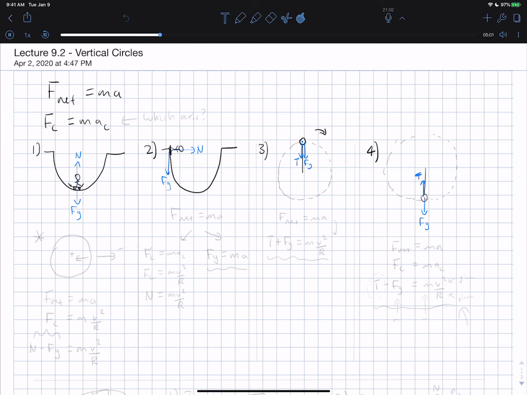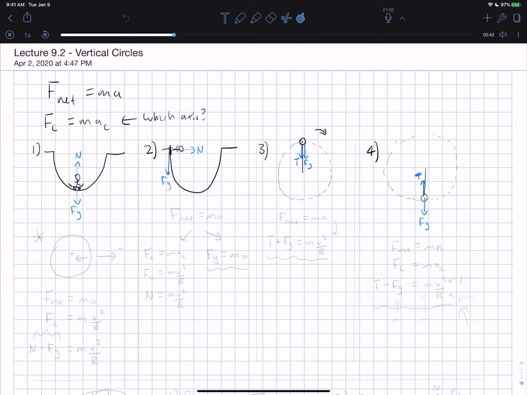Now the second step is to define what your axes are, right? Especially when we're talking about centripetal forces, we have to know which axis we're going to be using for it. Which axis is the centripetal axis, or the axis that is causing the thing to move in a circle. In this case, since we're talking about vertical circles, the centripetal axis is the y-axis, because it's the reason why it's turning in a circle.